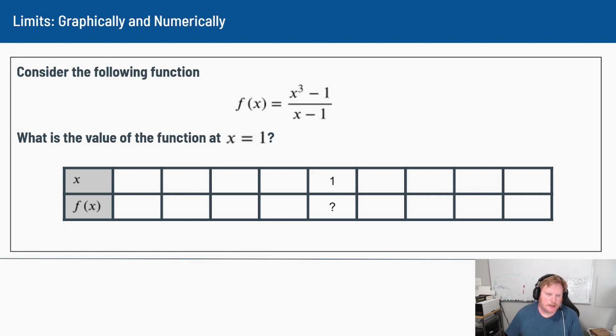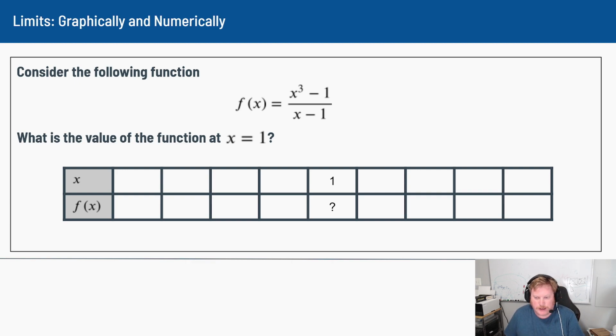So as an introduction, consider the following function. It's a rational function. What are some other things that you might notice about this function? Well, if we try to use the value x is equal to 1, we get 0 in the denominator. So one of the tools that we can use outside of our algebraic tools is the idea of considering what does the value of f of x approach as x gets really close to 1.